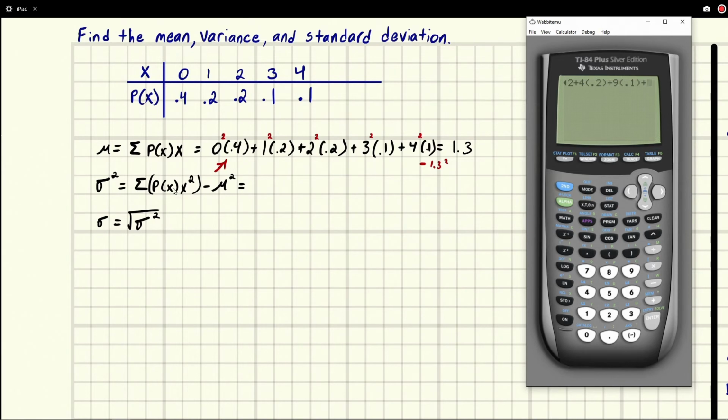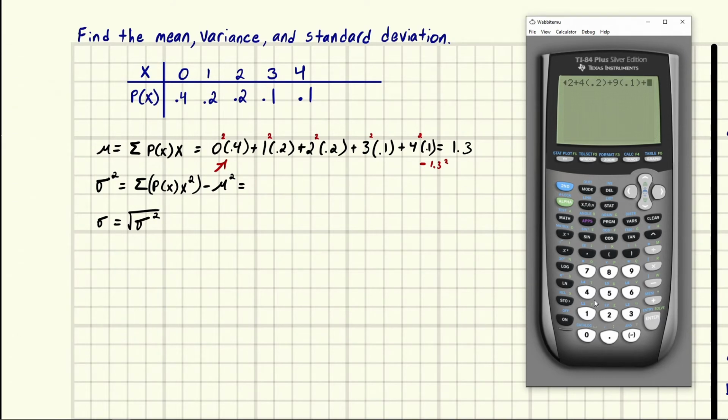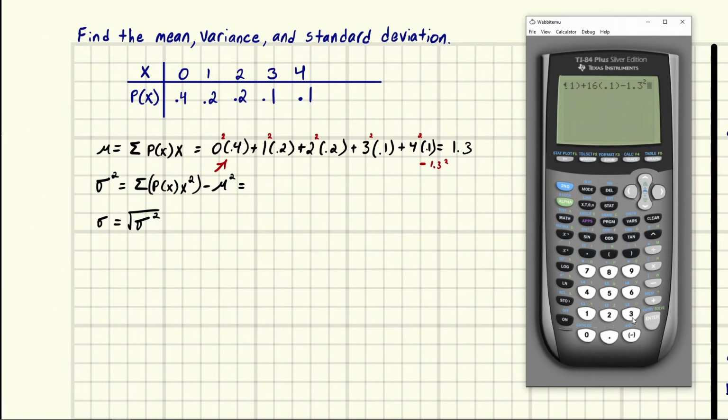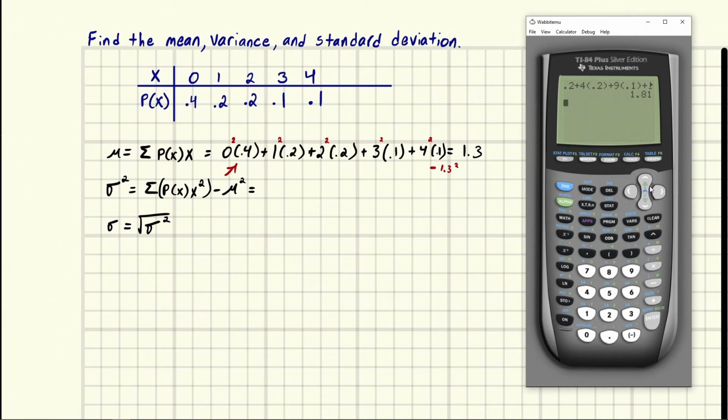Because keep in mind, we're doing this thing over and over and over, and the sigma says every time we do this, we add the result. So we're going to do 16 times 0.1. And then at the very end, we take off the mean, which was 1.3 squared. And that's part of the formula here, so that's why the square shows up. And what do we get? We get out 1.81. So we're going to go ahead and write that down, 1.81.